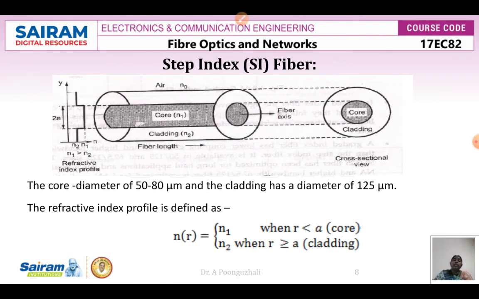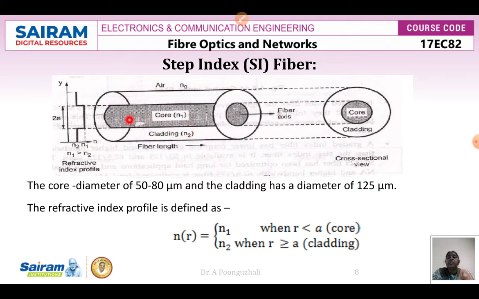So here I have the step index fiber. I have a core, which is represented here. It has a refractive index N1, and it has a uniform refractive index. And this is your cladding. The cladding has a refractive index N2, which is also uniform. The refractive index N1 is greater than the refractive index N2.